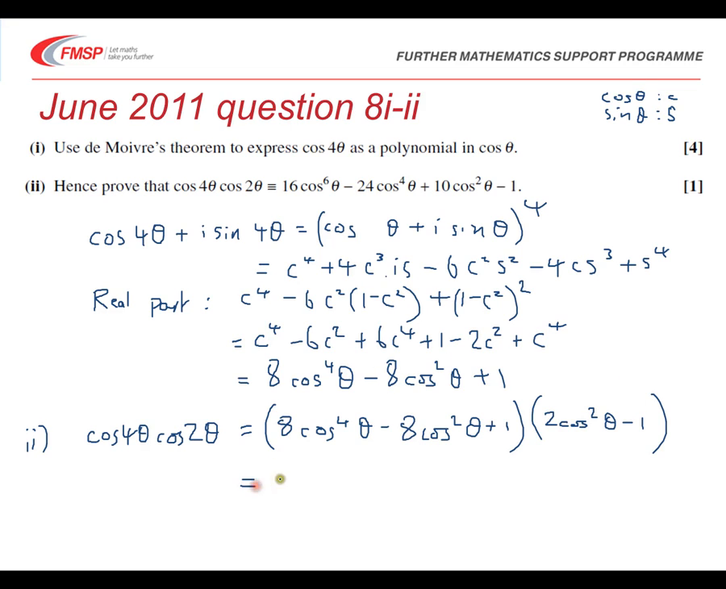Multiplying all of those out, I get a cos to the 6 term, which is 8 times 2, 16 cos to the 6 theta. For cos to the 4, I've got a minus 8, and a minus 8 times 2 is minus 16, a total of minus 24 cos to the 4 theta. For cos squared, I've got minus 8 times minus 1 is plus 8, and 1 times 2 takes me up to 10.